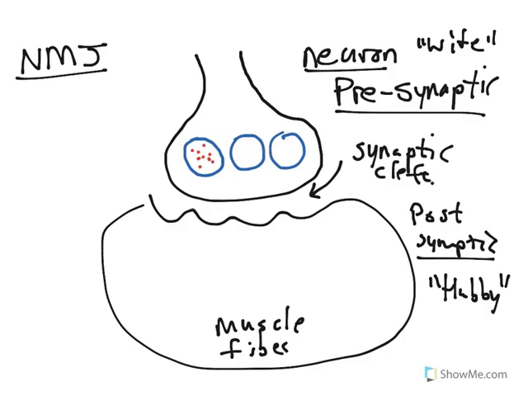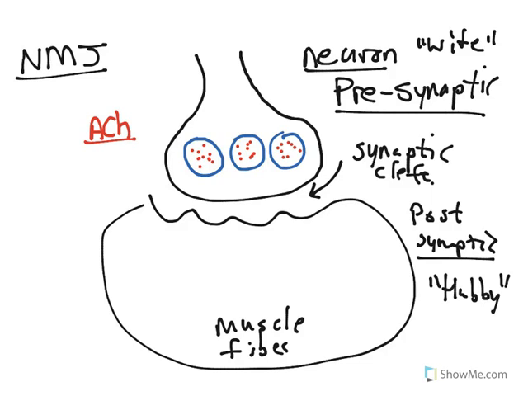In this case, they are contained in vesicles, and inside these vesicles is a particular neurotransmitter called acetylcholine. I'm going to abbreviate it ACh for short. Acetylcholine, ACh, is the particular neurotransmitter found in the neuromuscular junction.